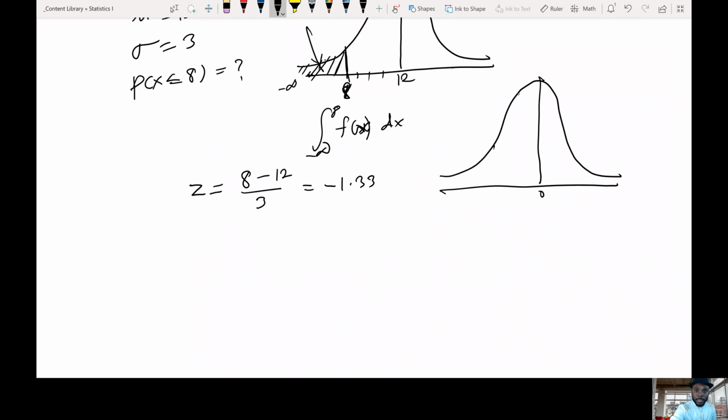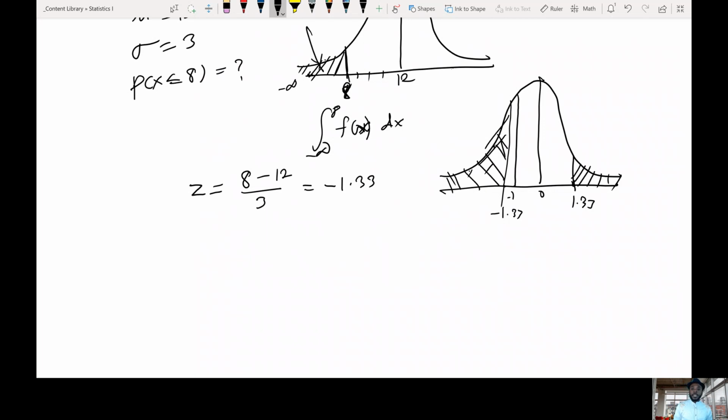And let's say this is one standard deviation from the mean. And this is 1.33. So we're interested in this area. So this is negative 1.33. So if this is negative 1.33 to the right, this will be 1.33 as well. So this area here would also be equal to this area to the right.